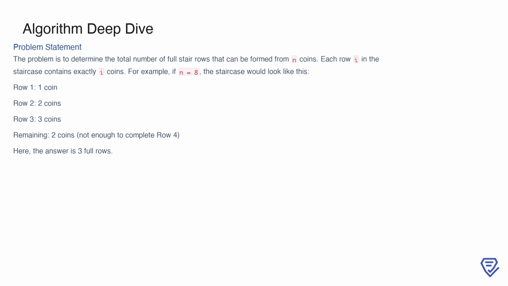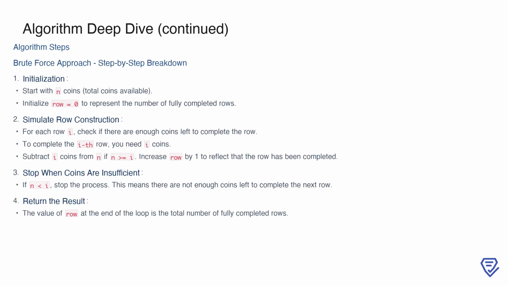The goal is to determine this number of full rows efficiently for any value of n. To solve this problem, we can start with a brute force approach that directly simulates the process of building the staircase row by row.